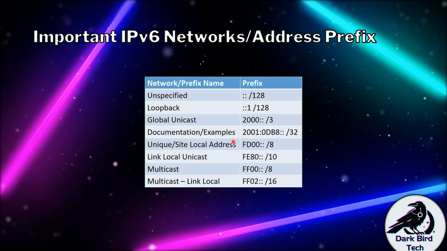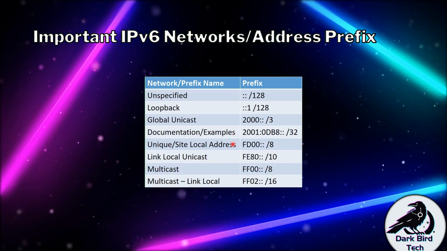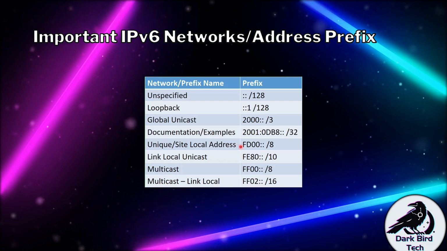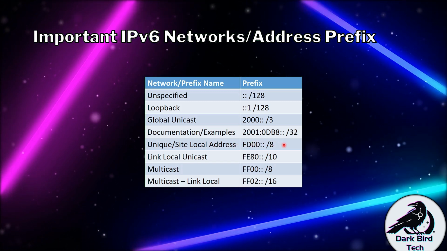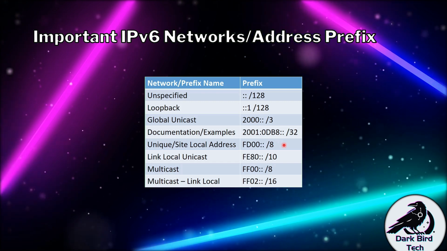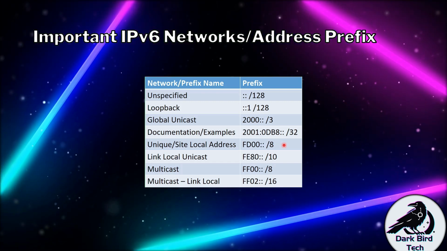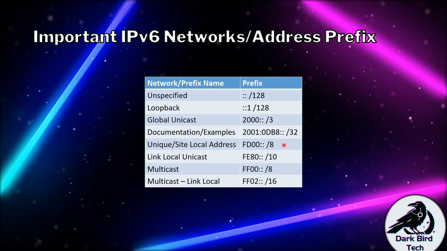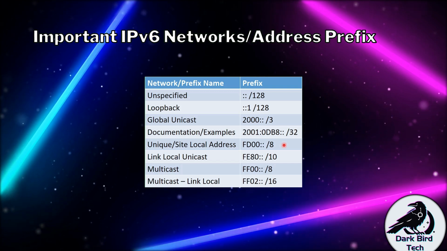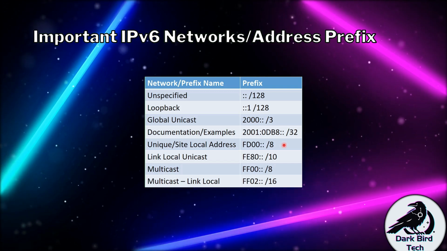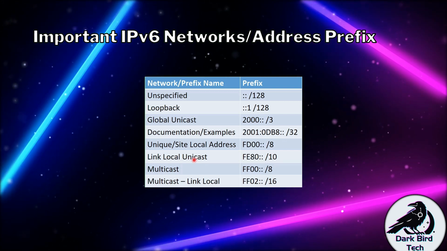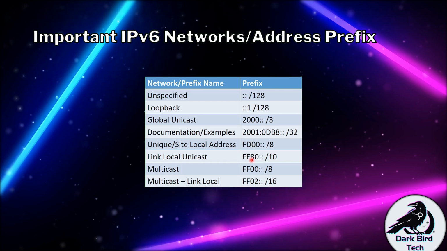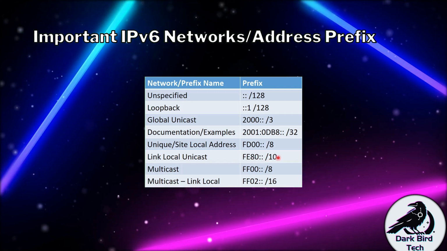Then we get something called a unique or site local address, which is usually going to be FD00:: with a /8 mask. Now, site local means this is an IPv6 address I can use to route within my private network, but I will be going across a router. Whereas if I want to communicate with somebody in the local LAN segment with me, I use a link local unicast address, which will be FE80:: with a /10 mask.